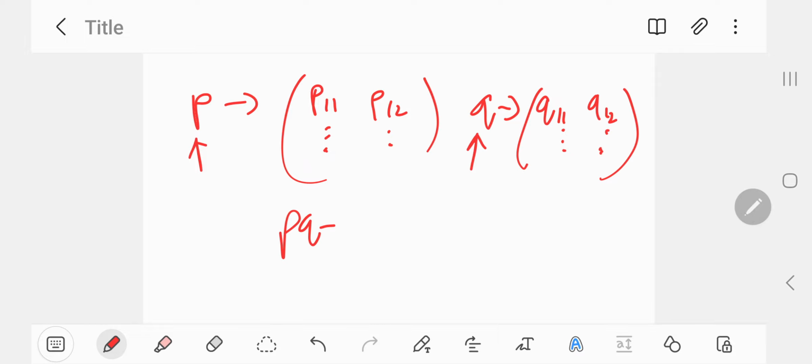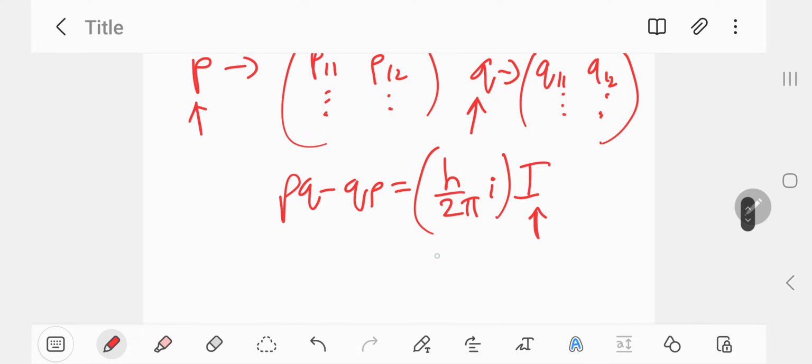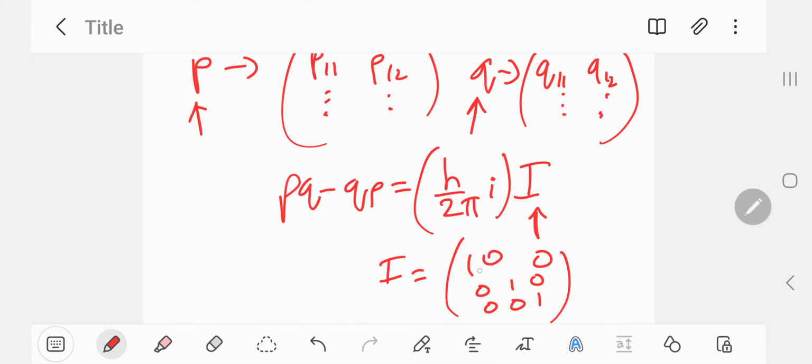Now PQ minus QP could be represented by a matrix, h over 2 pi i, multiplied by some identity matrix. This is called the identity matrix, capital I. It's the same thing as multiplying by 1, as an analogy. It has 1s all along its diagonal, as you can see here. I'll talk more about this later on, but this is basically the idea. The I just acts like a 1.